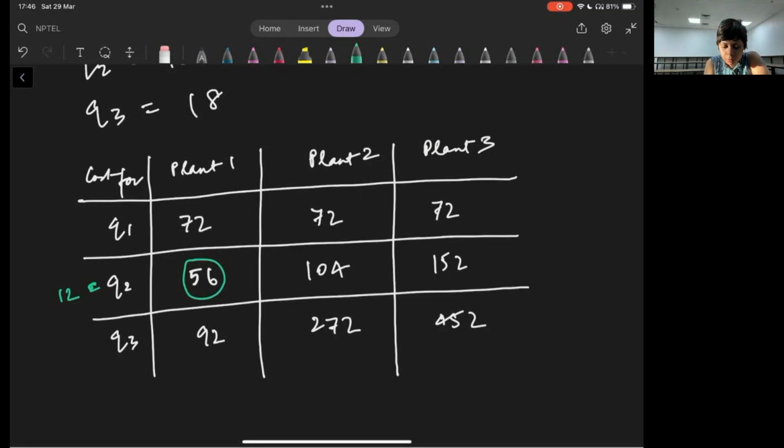For the third contract, also, let me check if this is the correct answer. Yeah, this is the correct answer. For the third contract, you can see that again, plant 1 has the lowest costs. This is the one which has the lowest costs, right? So what is the firm going to do? Oh, no, sorry, it's correct, sorry. I thought I had made a mistake. Right, so what is the firm going to do?